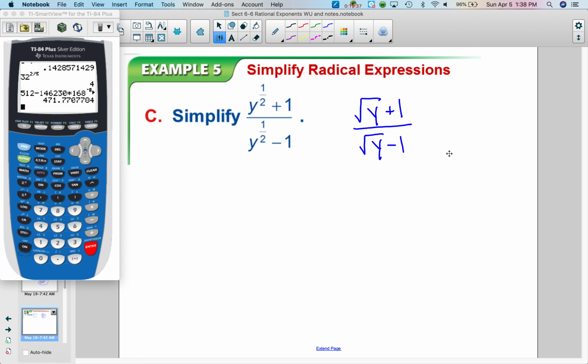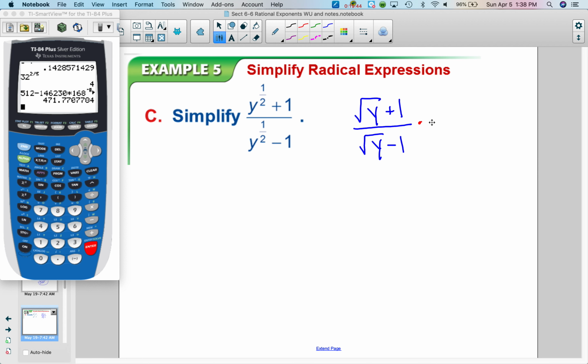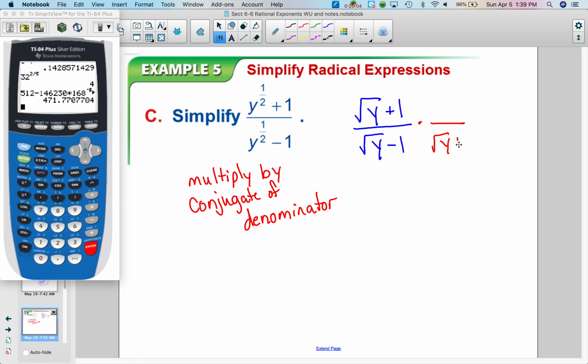We've done these before. And the idea on this one is you have to multiply the top and bottom by the conjugate of the denominator. So we're going to multiply by the conjugate of the denominator, which would be the square root of y plus 1. To get the conjugate, you just change the sign in the middle. And then you could multiply it out, put it in a box.